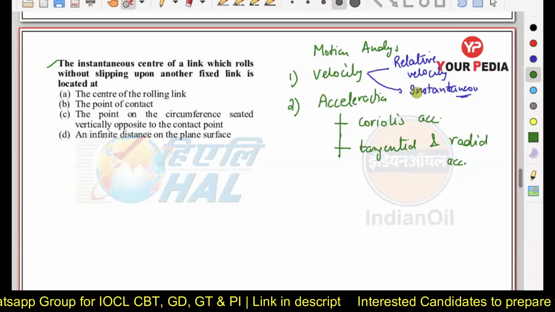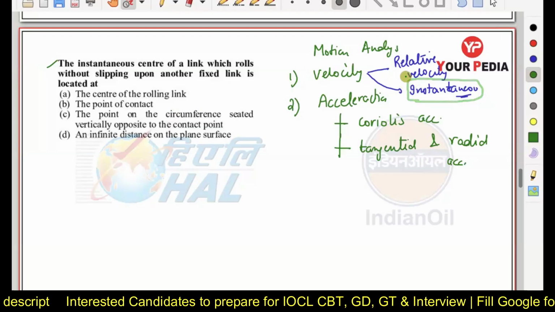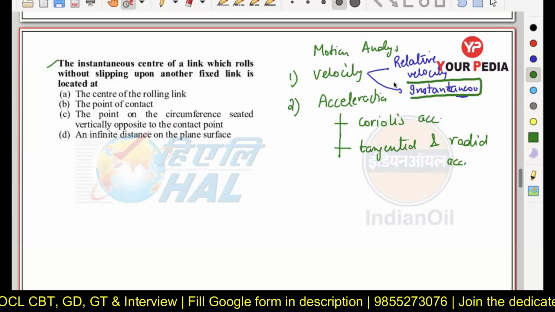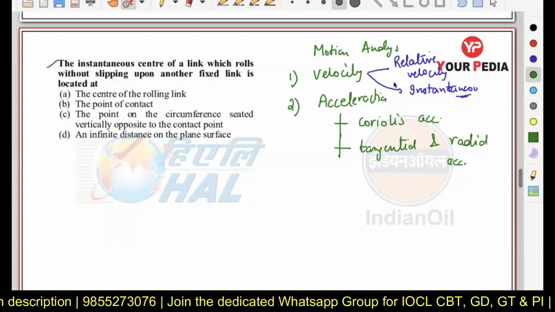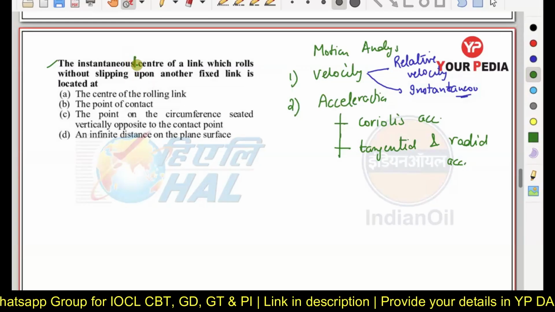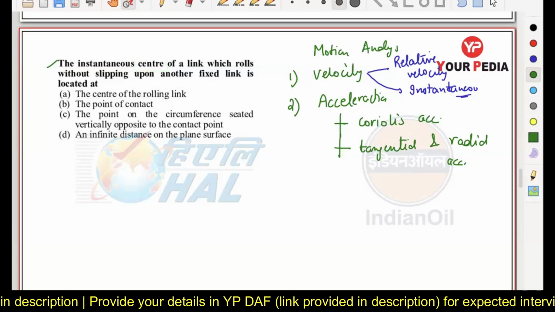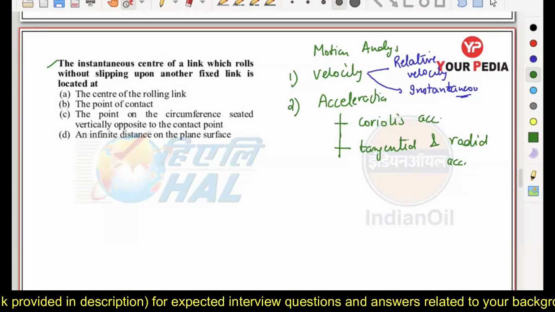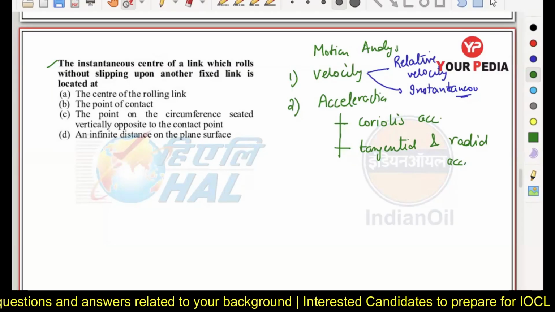So first, what is the meaning of instantaneous center? From the name itself, you can define instantaneous center simply means the point about which a body is having a pure rotary motion at a particular instant of time. Center is representing a particular point about which a body is having a pure rotary motion. Yes, mechanism topic is over. Now we are going to move toward the second topic, motion analysis.